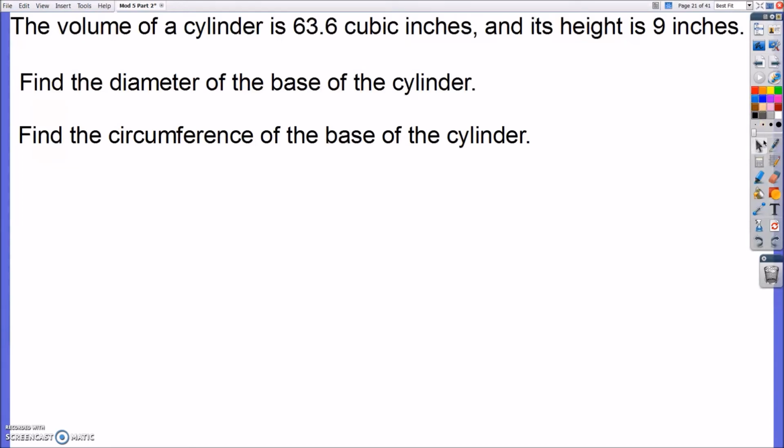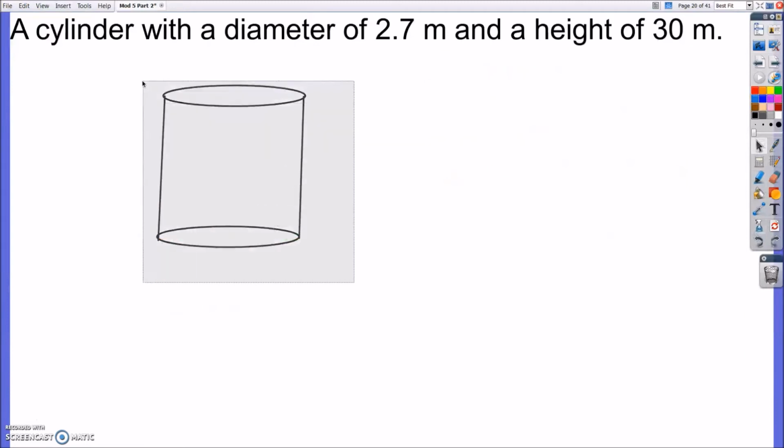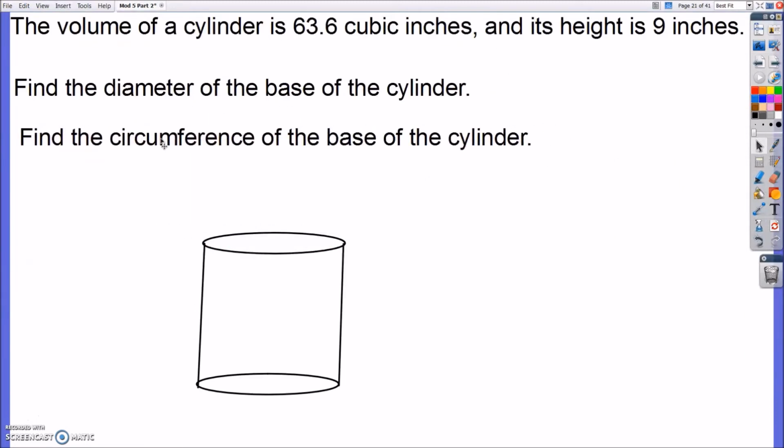So first things first, I'm going to go back here and steal this shape. Okay, so now that I have this drawing, it's going to be easier to visualize this. So it already gives me the volume. It says the volume is 63.6 inches cubed. Okay, and what we're going to do is work our way backwards from this now. So remember, the formula for volume is pi r squared times the height. And we're going to fill in everything we know.